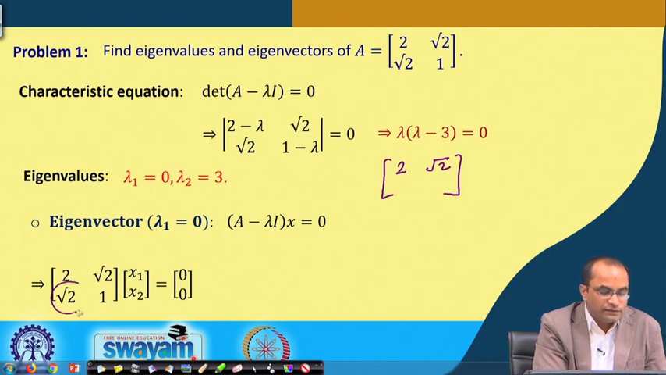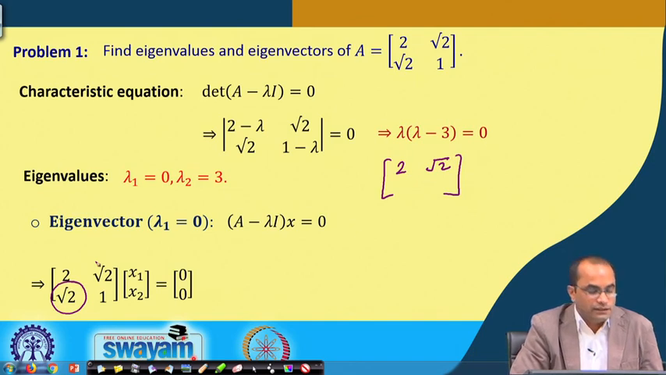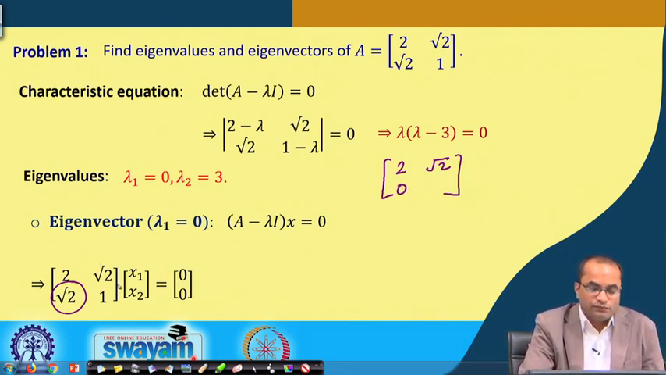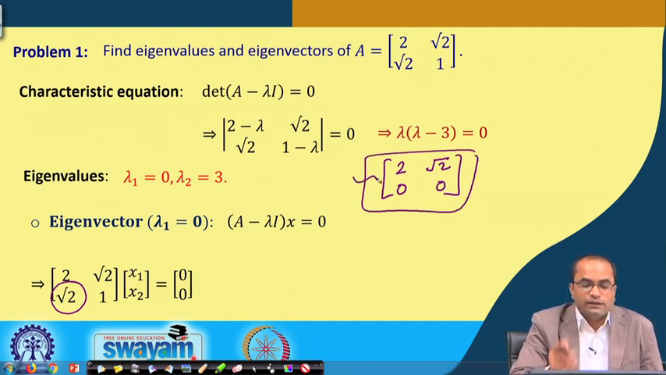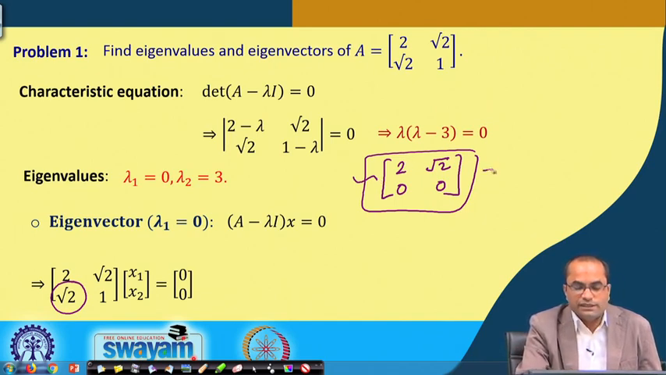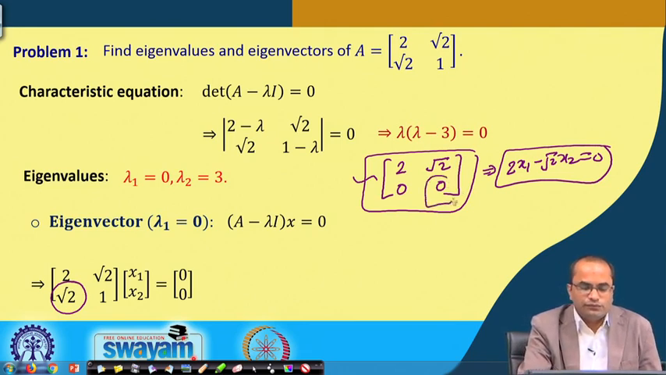So, we want to make this 0. So, we can divide the first row, for instance, by square root 2, and this will be 0 then, and here 1 1. So, that will be also 0. So, this is the row reduced echelon form of the given matrix. So, we have basically this first equation, which says that 2 x 1 plus square root 2 x 2 is equal to 0, and we have one free variable which we can take whichever we want.